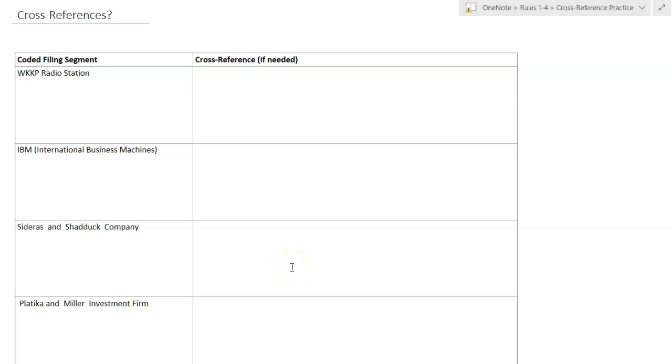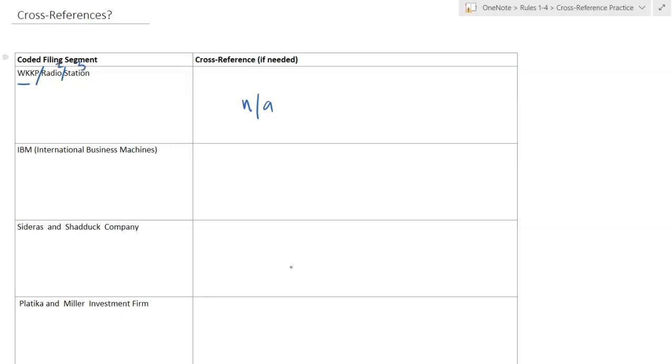In this final practice, let's see which of these filing segments need cross-references. So the first one we have is WKKP radio station. Okay, we actually do not need a cross-reference for this, as it would simply be filed under WKKP radio station.